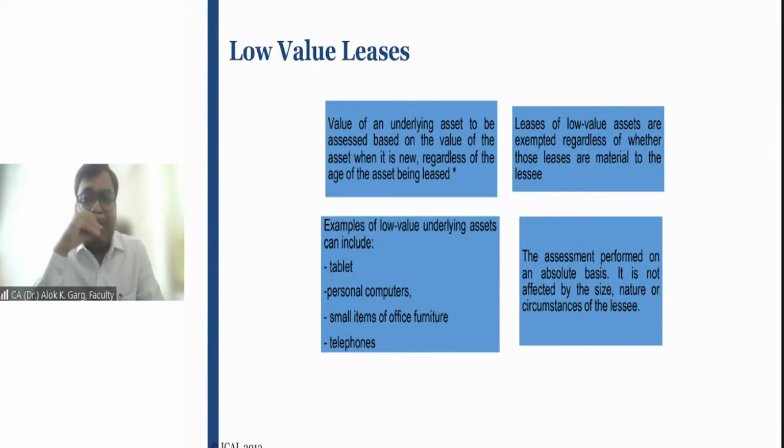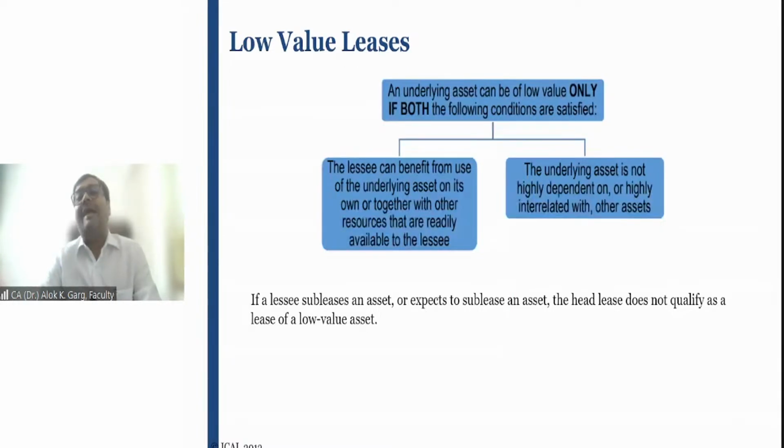Friends, like a short-term lease, I have told you that if a purchase option is there, it is not considered as a short-term lease for the purpose of exemption. Likewise, in case of low-value leases, at times what happens. For example, I am giving you an example: in Delhi, there is an area called Lakshmi Nagar, right?